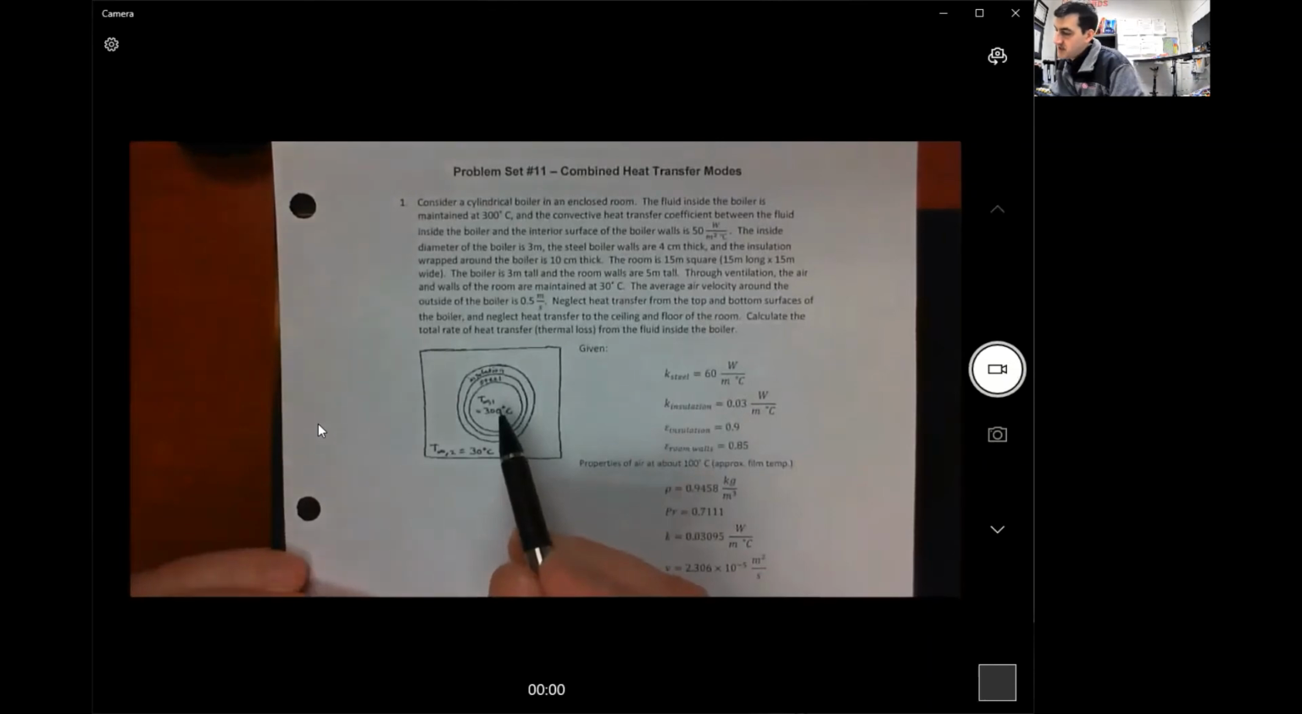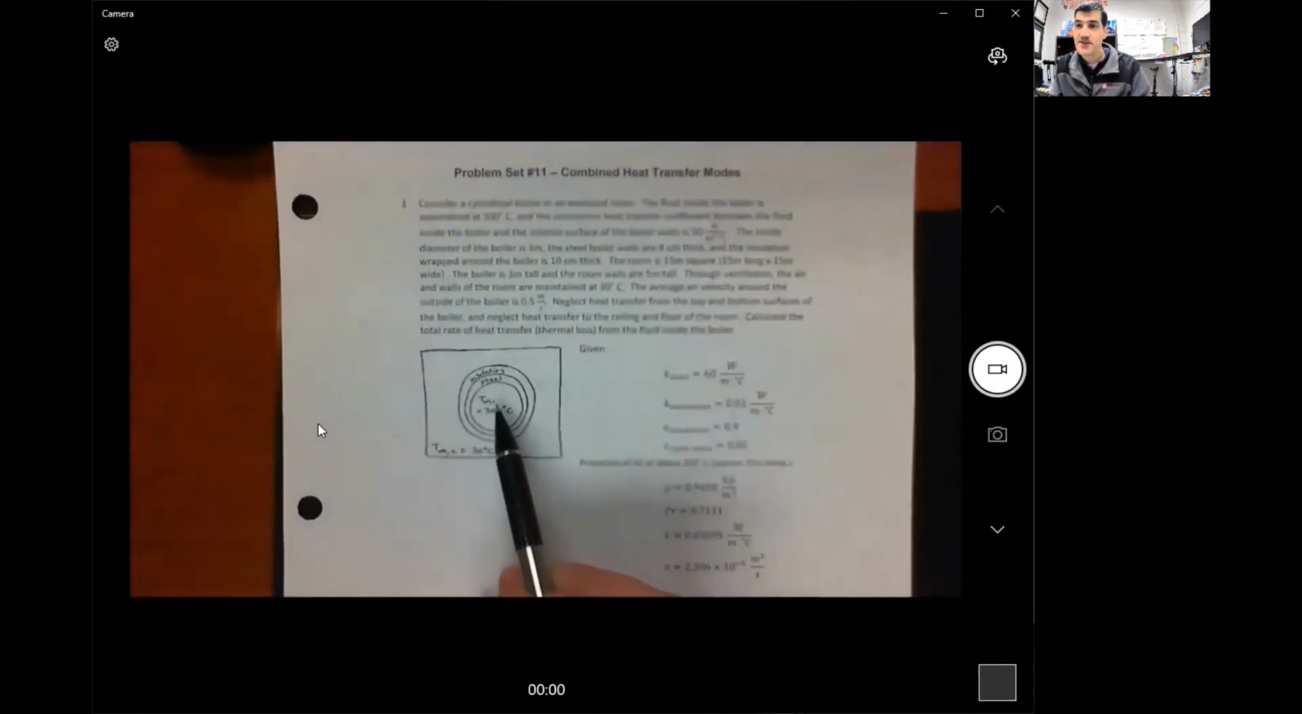In this case, we've got a cylindrical boiler inside an enclosed room, and the fluid inside the boiler is at 300 degrees Celsius. We're given that the convective heat transfer coefficient between the fluid in the boiler and the interior surface of the boiler is 50 watts per meter squared per degree Celsius.